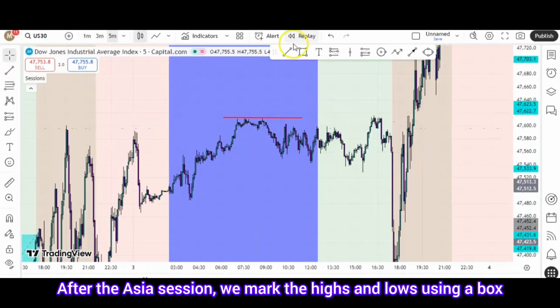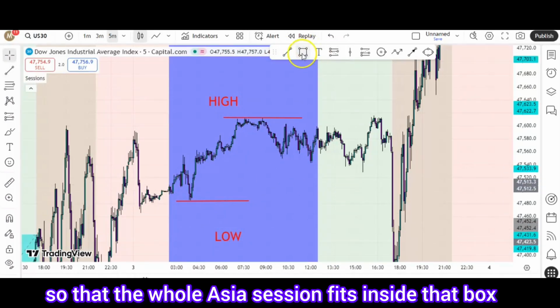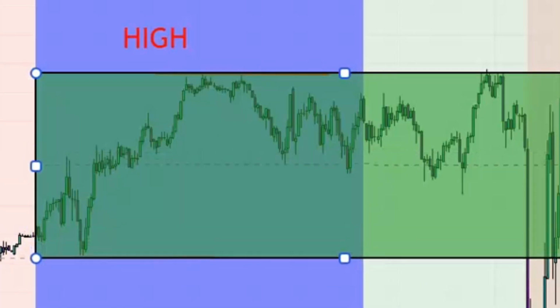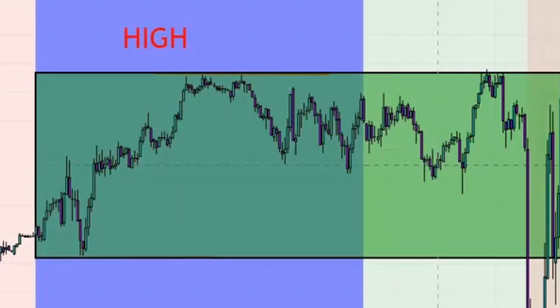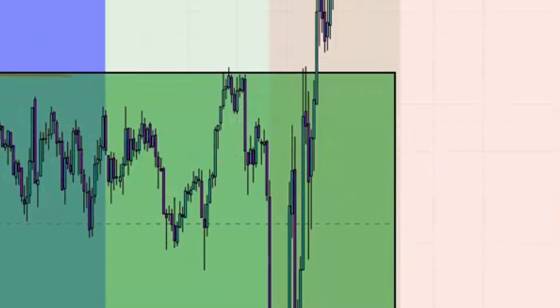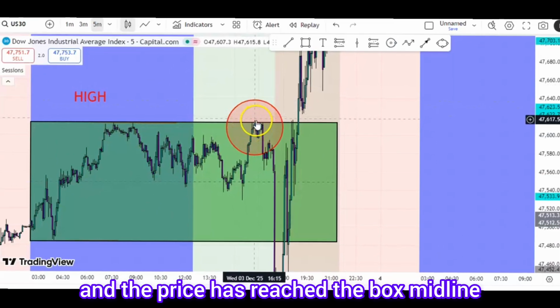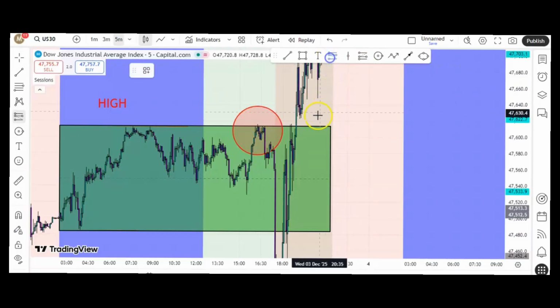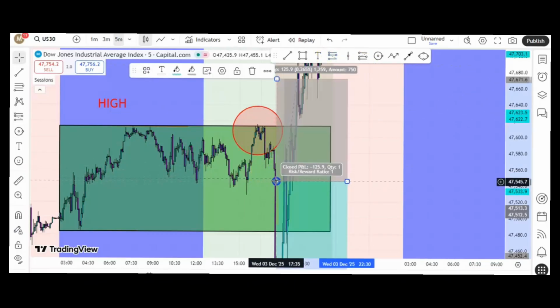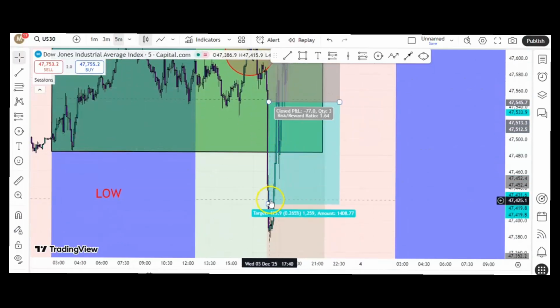After the Asia session, we mark the high and lows using a box. Then we connect the high and low so that the whole Asia session fits inside that box. Look, the Asia session has hit the ceiling and the price has reached the box midline. Here we enter a sell position, risk to reward ratio 1 to 1.5.